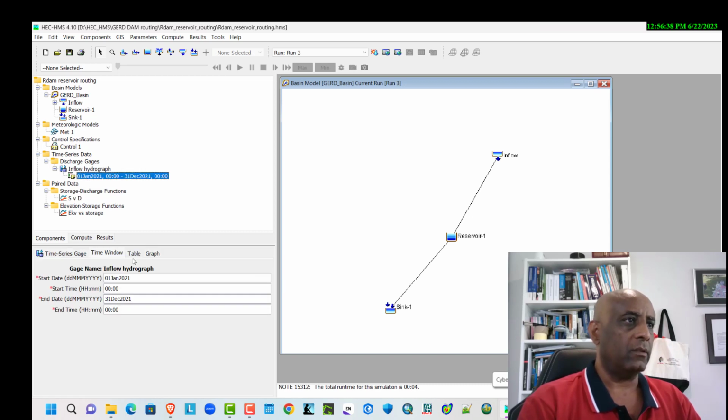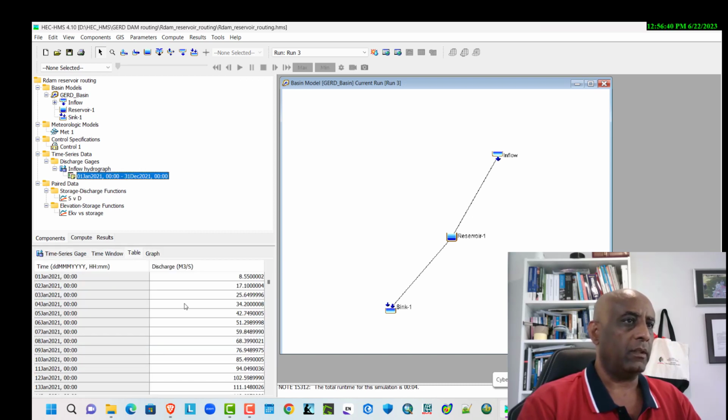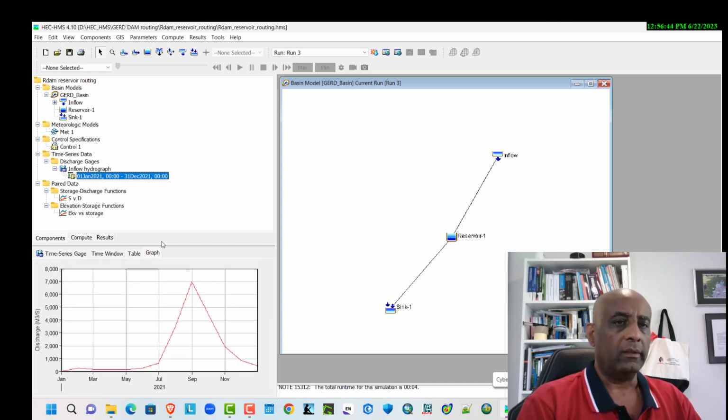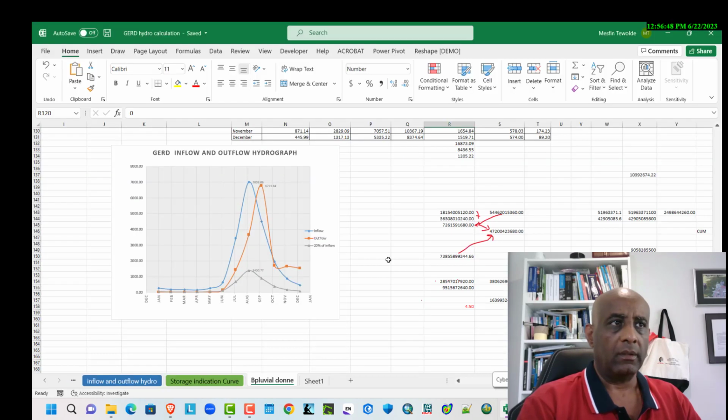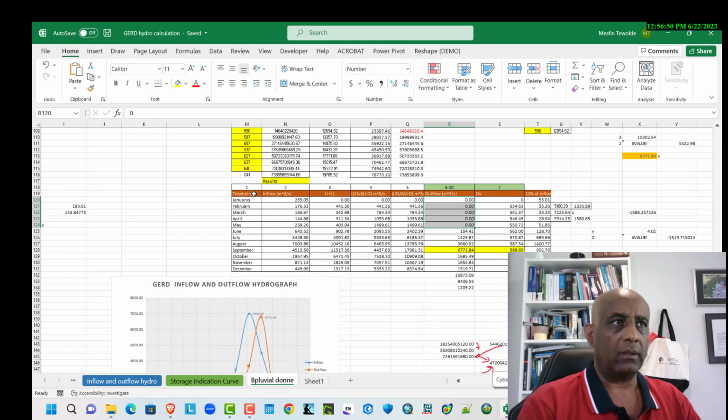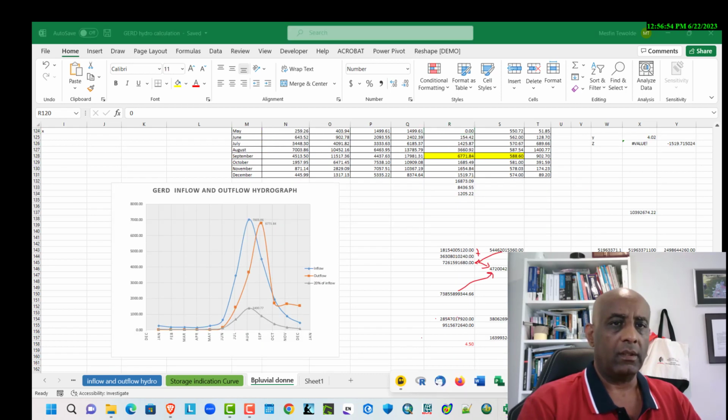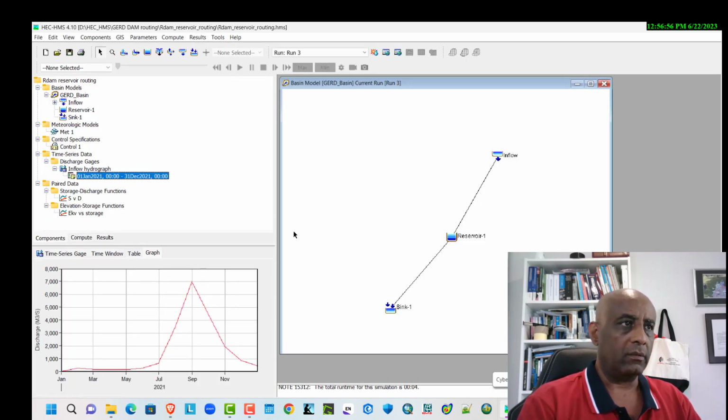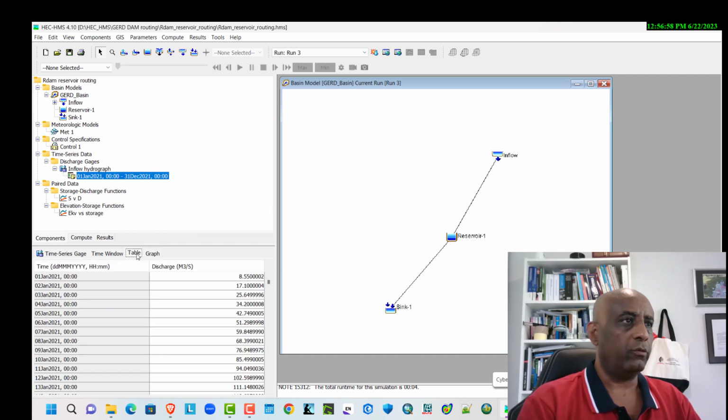These graphs, and the only difference that I made is this is a daily time step. There it was monthly. It was a monthly step, January, February. There I converted into daily flow. So it's the same.